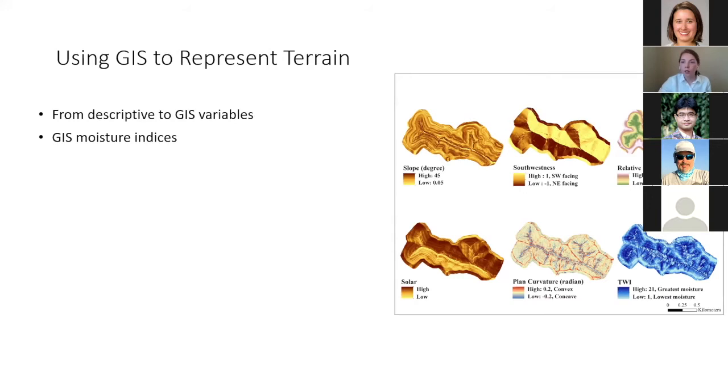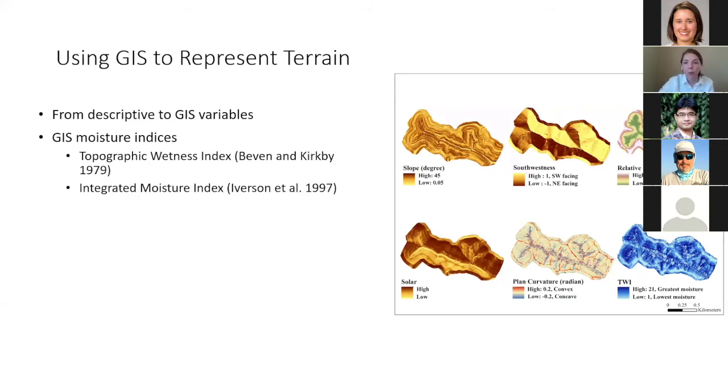And so I talked about how Whitaker was using this xeric to mesic moisture index. I would then want to segue to GIS moisture indices. So 2 of the very popular ones that have been used are the topographic wetness index and then the integrated moisture index. And what this might look like is shown by the topographic wetness index here on the lower right-hand corner that I just mentioned. It's calculated using the upslope contributing area and then slope steepness. And so it's really trying to capture those patterns of drainage you might see in a landscape.